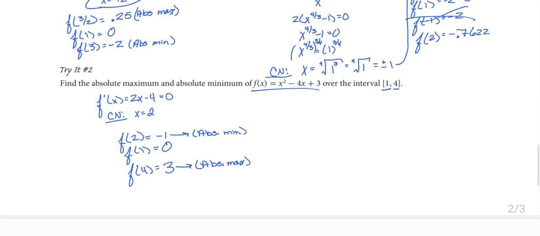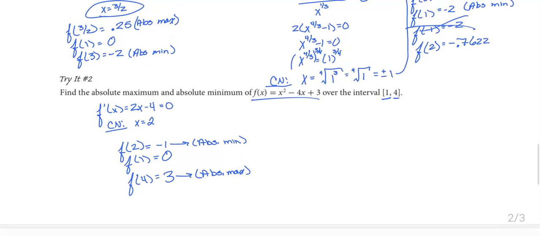So with absolute extrema, you find critical values, and then we really only care about the ones on the interval. And then we just test y values. We figure out what y value corresponds to the critical values and the endpoints. Biggest one is going to be the max, smallest one is going to be the min. In the next section, we'll get into the first derivative test, which will help us look at local extrema.